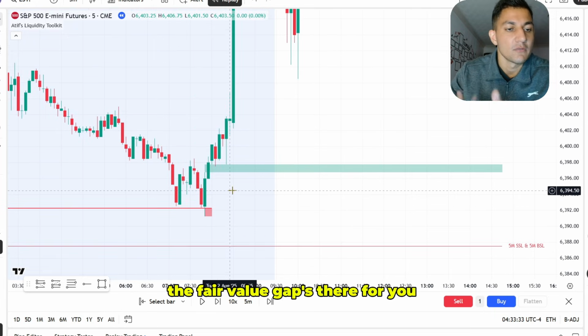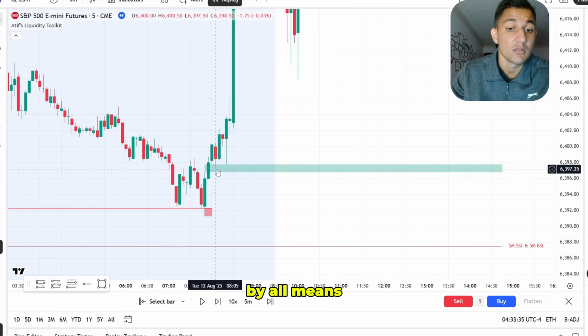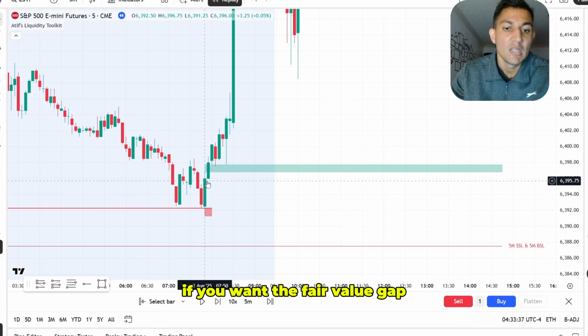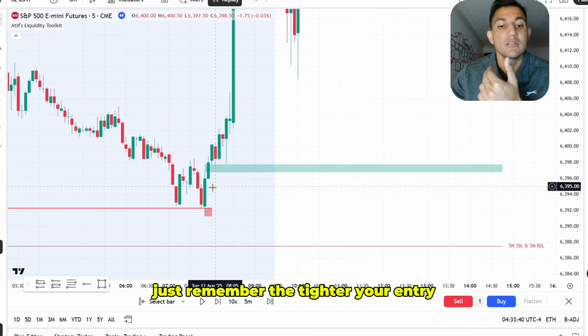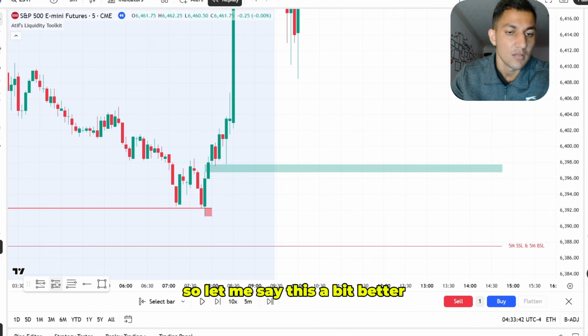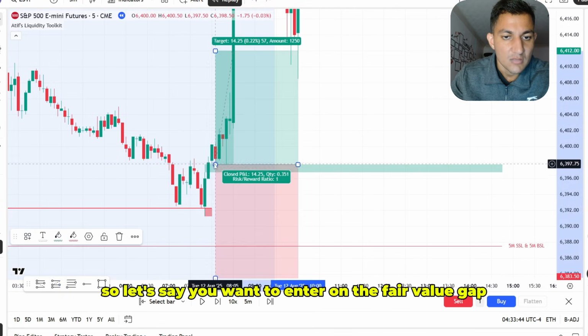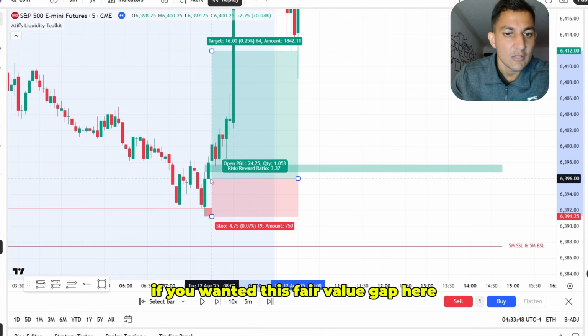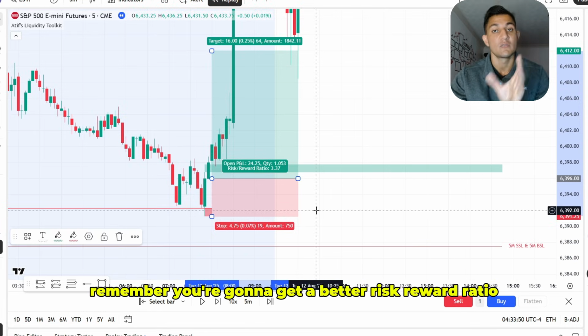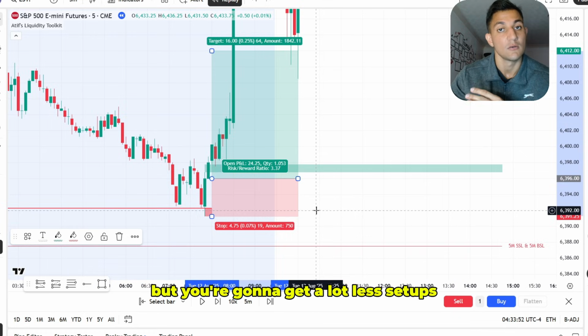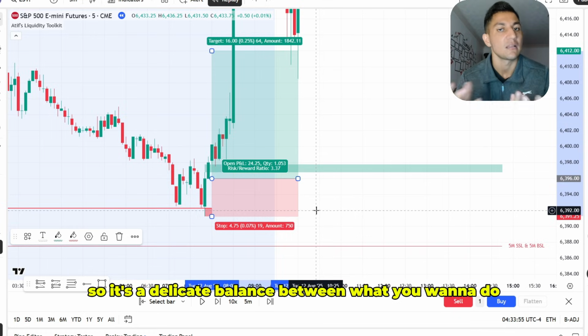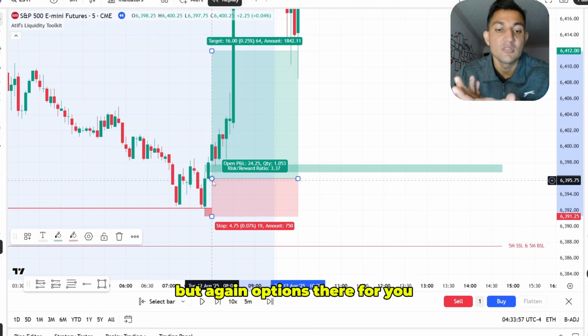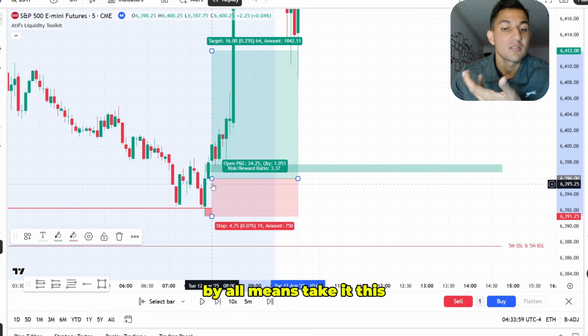The fair value gap's there for you if you want it, right? If you want to enter on this, by all means, enter on this. If you want the order block, if you want the fair value gap, just remember the tighter your entry. So let me say this a bit better. The deeper your retracement. So let's say you wanted to enter on the fair value gap like this. If you wanted this fair value gap here, remember you're going to get a better risk to reward ratio, but you're going to get a lot less setups. So it's a delicate balance between what you want to do. But again, options there for you. If you want the lowest fair value gap, by all means take it.